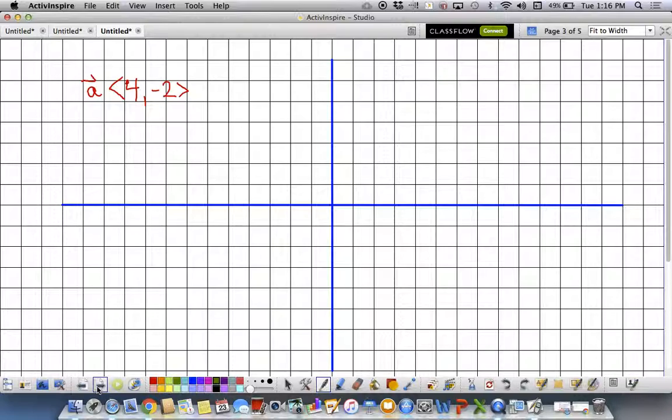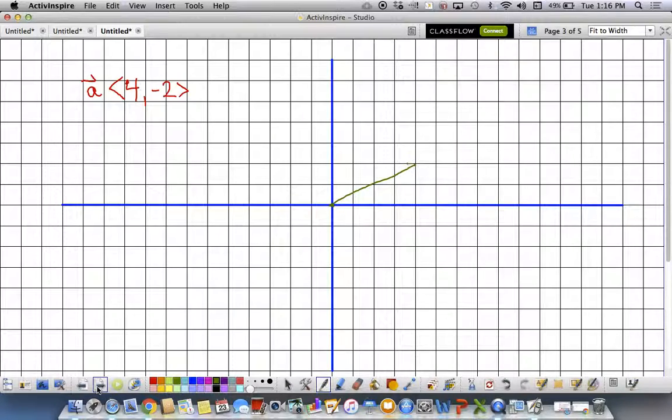So our initial point always needs to go where? 0, 0. The origin. Your terminal point goes wherever the components say. So if I just wanted to draw this vector, start at 0, 0. And what are we doing? Four, negative 2. So to the right 4 and down 2.